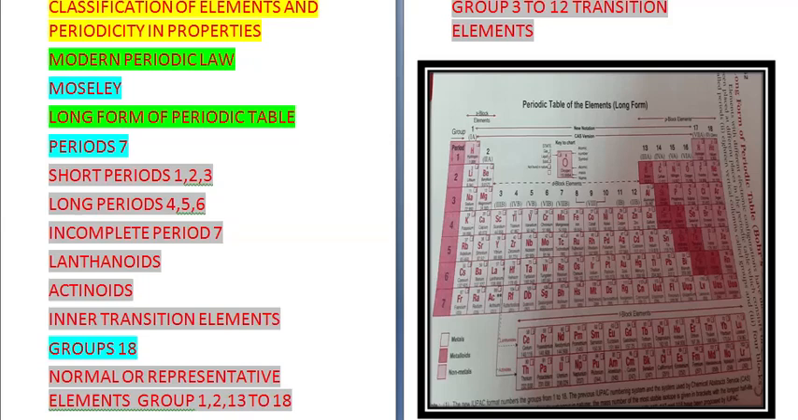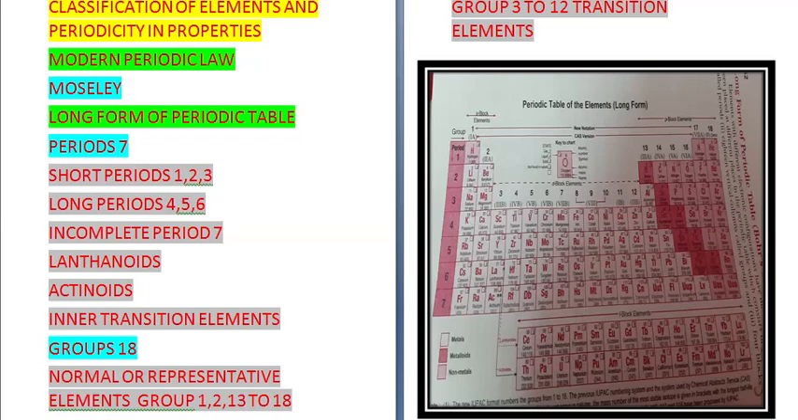That when elements are arranged in increasing order of their atomic number, then elements with similar properties are repeated at regular intervals. This is called periodicity of properties. So, the modern periodic law says that if you arrange the elements in increasing order of atomic number, then after a certain interval, you will find elements having the same properties being repeated.